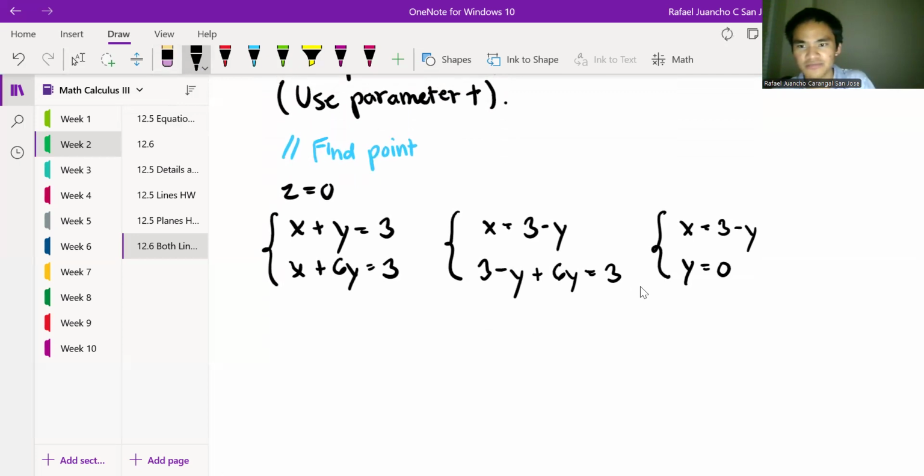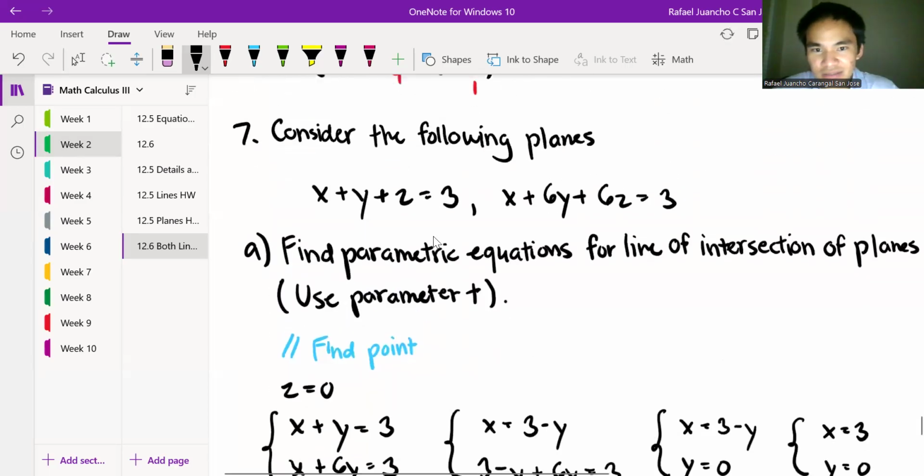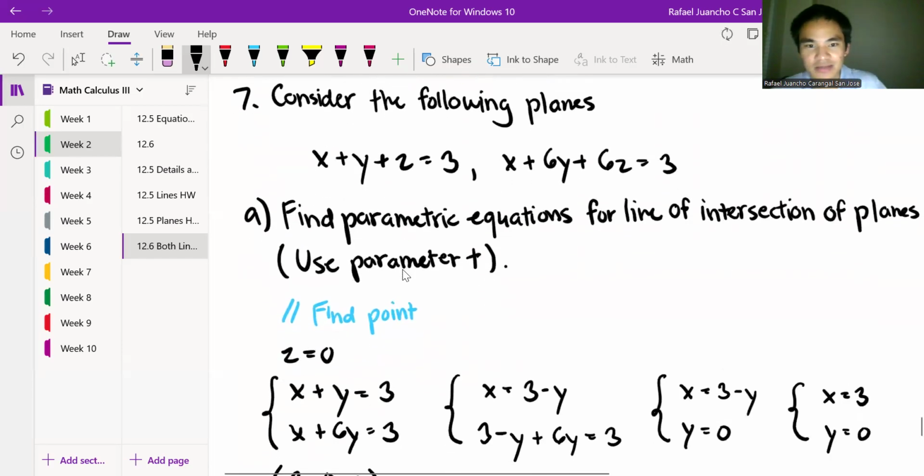Now I plug it in here. I get x is 3, y is 0. And so we have our point here: (3, 0, 0) is a point. It's actually an x-intercept. So that's the idea. We find a point on the line of intersection, and we can say that's our initial point.